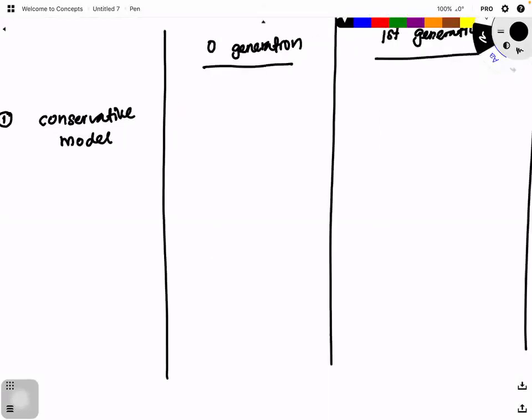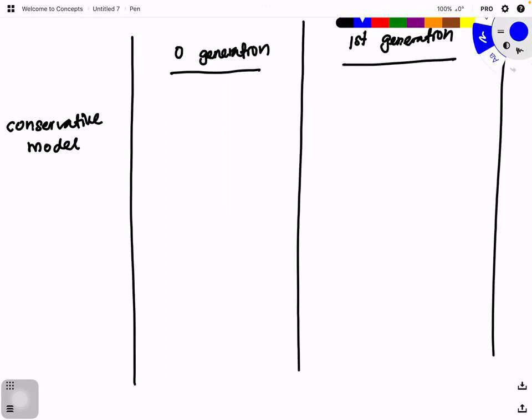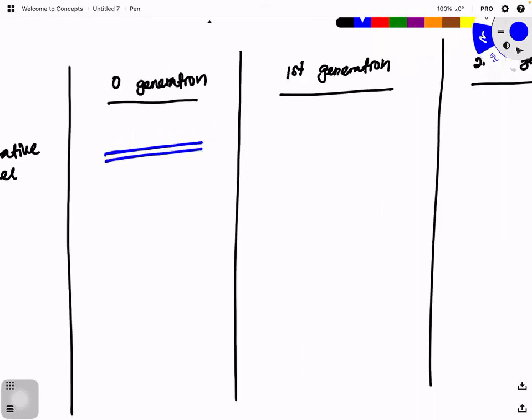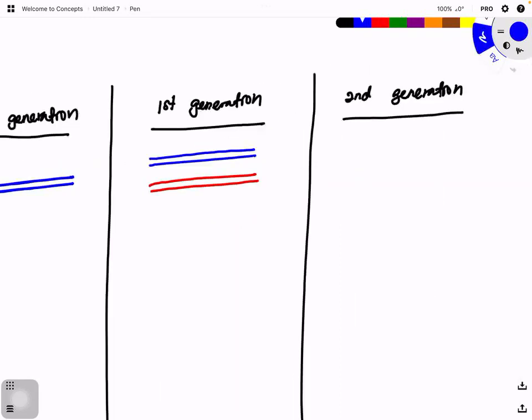Under the conservative model, this is my original DNA double helix. What happens after the first generation? From one molecule of DNA, you now get two molecules of DNA. Basically, the parental remains as parental. Then the newly formed DNA, I use a red color to show. Are you clear? The blue color, at the second generation, still remains blue.